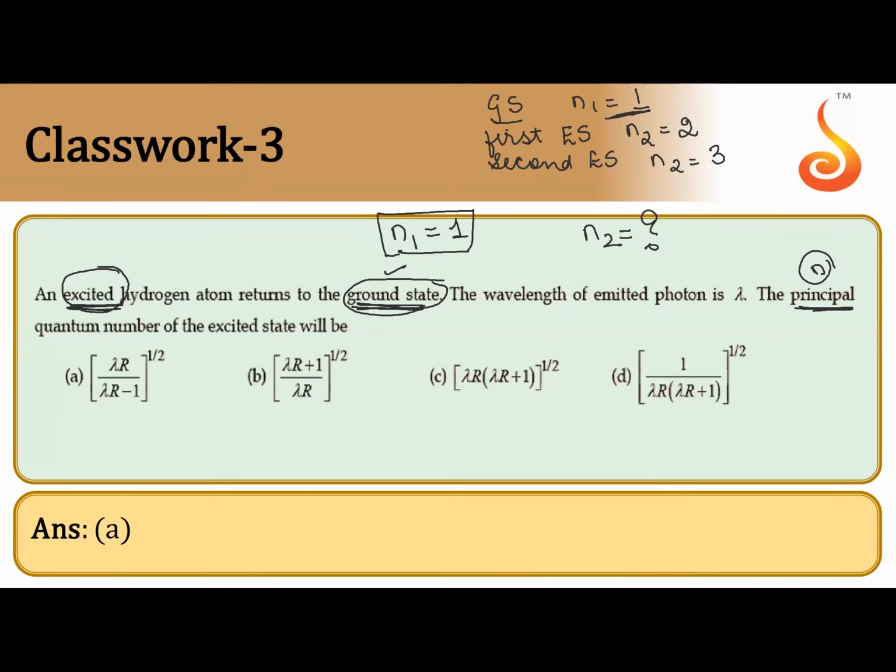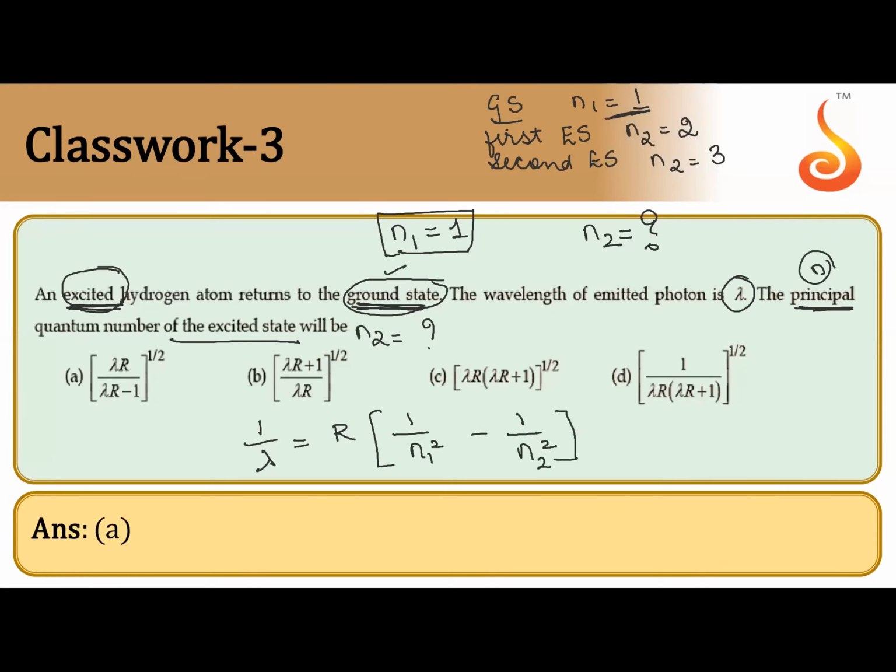The wavelength we are supposed to assume as lambda only, no values are given. So the principal quantum number of the excited state, meaning what is N2, is the question. Why don't you write the formula? N1 is there, N2 is there, lambda or wave number is there, meaning it is the Rydberg equation. I told you this is the third most important formula in this chapter. Don't forget that it's 1 by lambda equals R times 1 by N1 square minus 1 by N2 square.